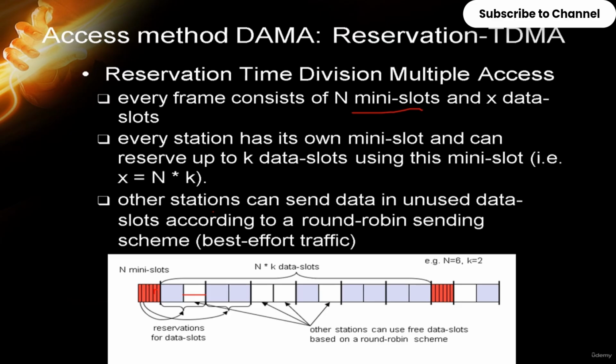Other stations can send data in unused data slots according to round robin scheduling. In round robin scheduling, each and every channel is given a particular time, and in that time it will occupy the channel. Once the time slot is over, the next channel will come. Likewise in round robin scheduling, using this formula, the reservation takes place for a particular time slot.